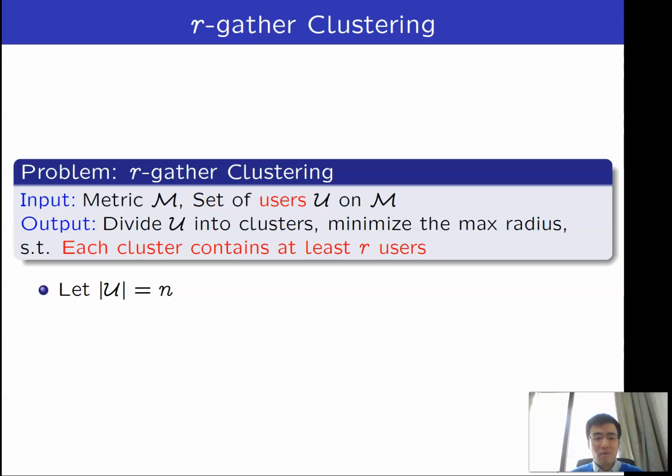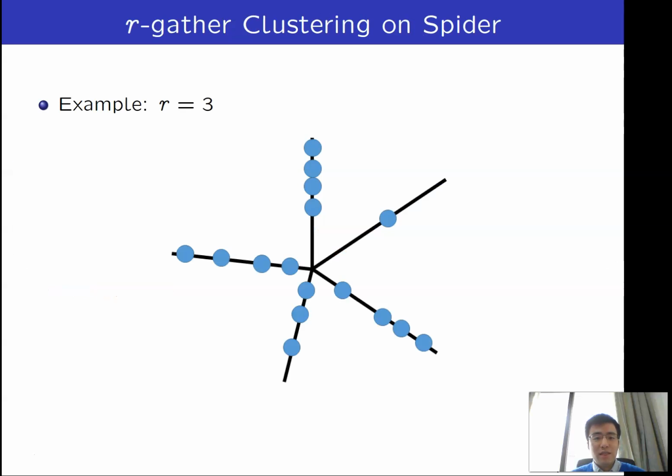Our gathering clustering problem is defined on a metric M and a set of users on M. We divide the set of users into clusters and minimize the maximum radius of the clusters. The constraint is that each cluster should contain at least R users. Here is an example of our clustering problem on a spider.